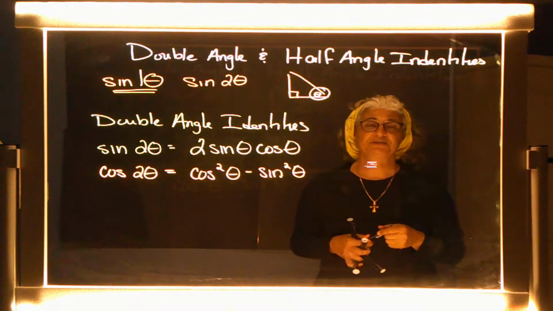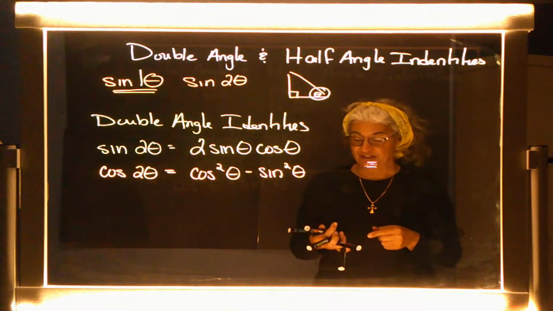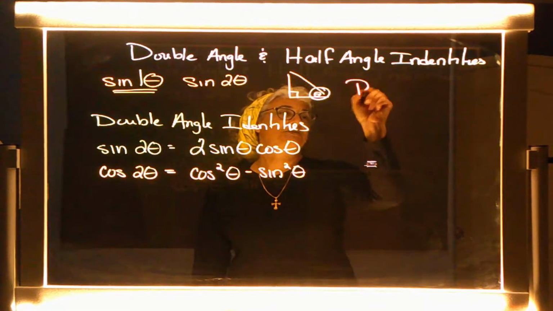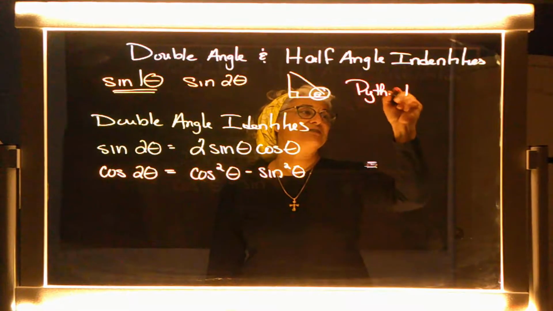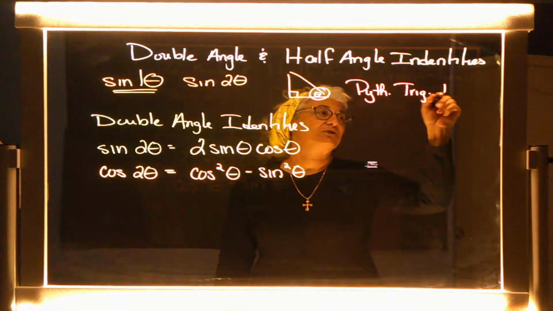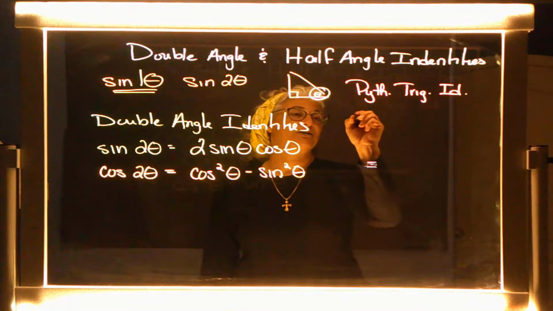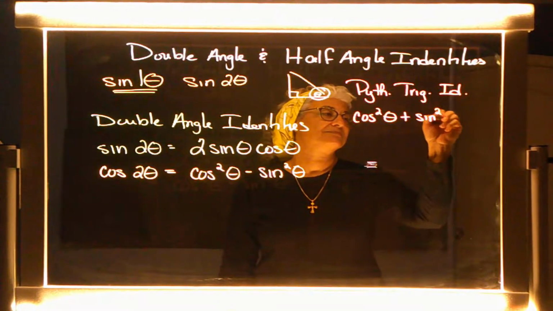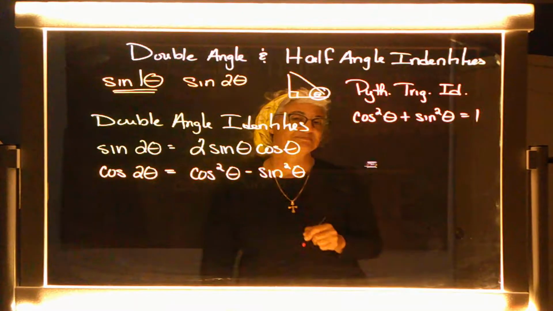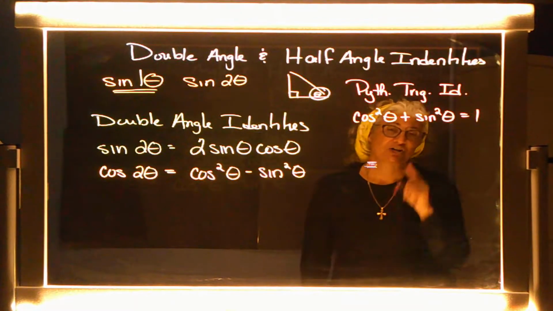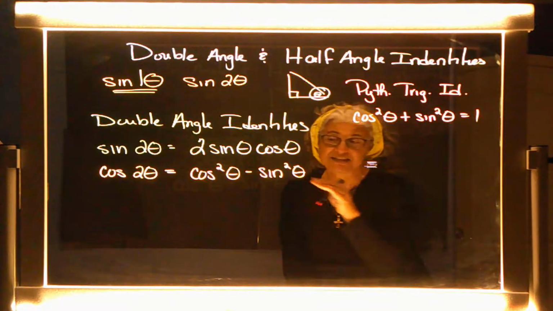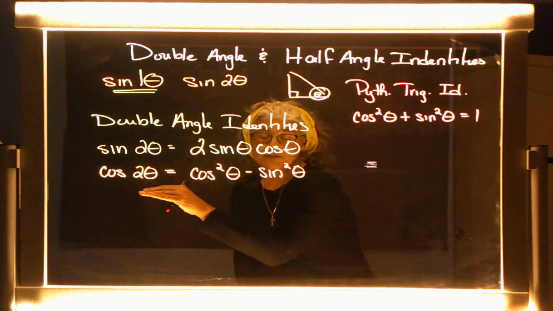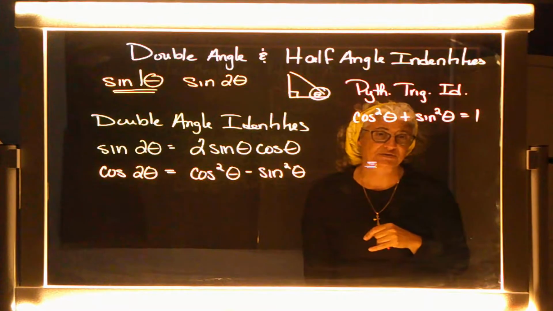Does that look familiar? It should. It looks like our Pythagorean trig identity, because the Pythagorean trig identity that involves cosine squared and sine squared looks like this. Are you with me? So here's the deal. This is the original way to reduce a cosine of 2 theta down to single angles.